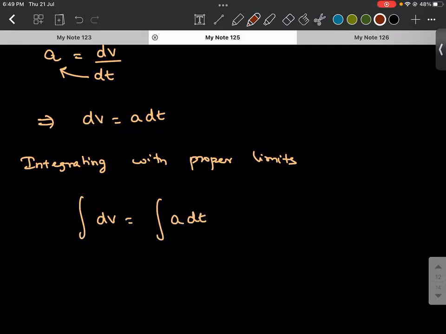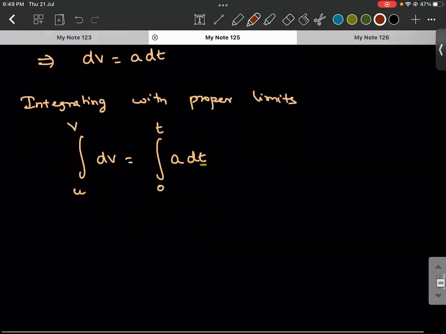The number which you write at the bottom is called the lower limit, and the number which you write at the top is called the upper limit. So you need to look at the variable which is there inside d. So time is, if you take the initial time to be zero, the velocity corresponding to initial time on the left hand side will be u. Similarly, if you take the final time to be t, the velocity corresponding to time t would be v. And remember, integral of dv is v.